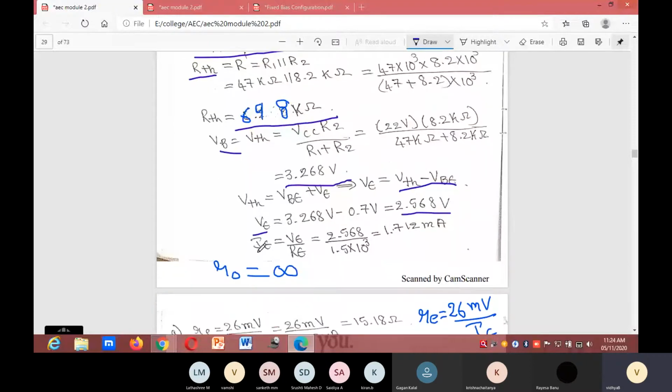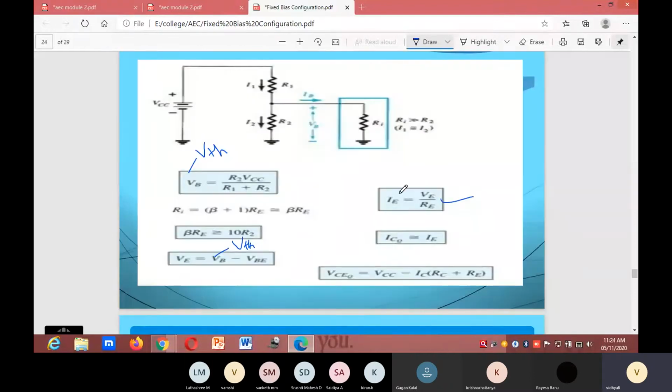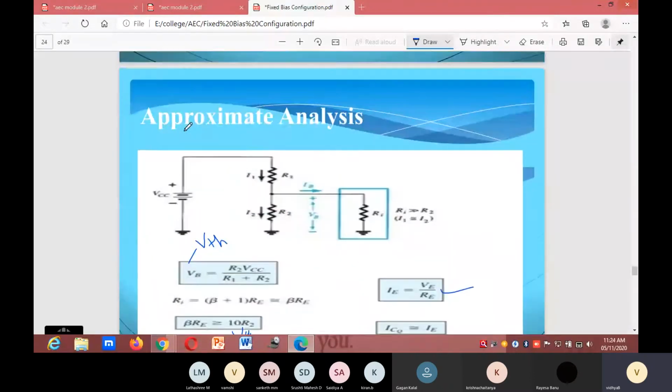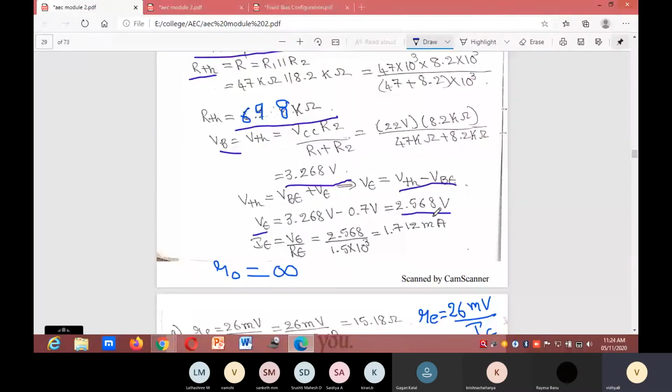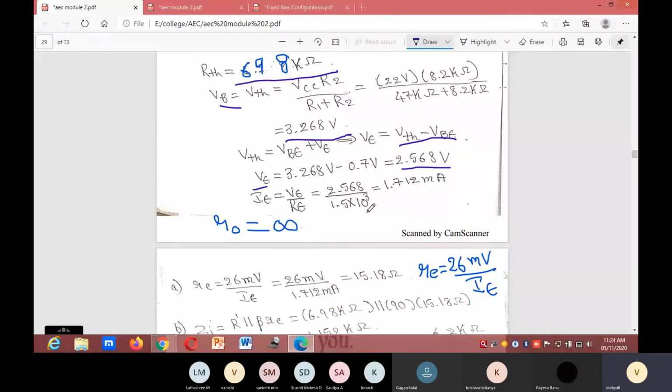Okay, next IE. IE is equal to what? VE divided by RE. You can observe here we are using the approximate analysis: approximate analysis VTH formula and beta RE, VE formula and IE. Okay, IE is equal to VE divided by RE. We know the value of VE and RE. Substitute, you will get 1.712 milliamps.